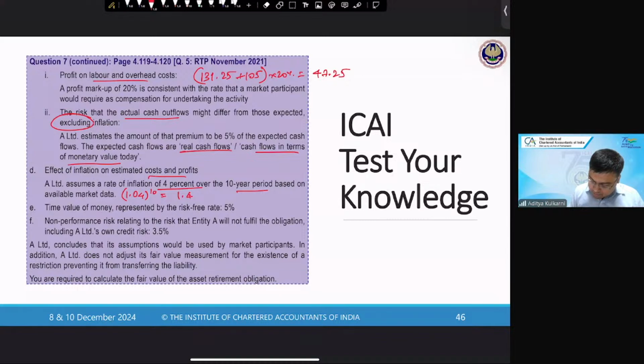Yes. So a 1 rupee outflow today will be 48 paise higher after 10 years.